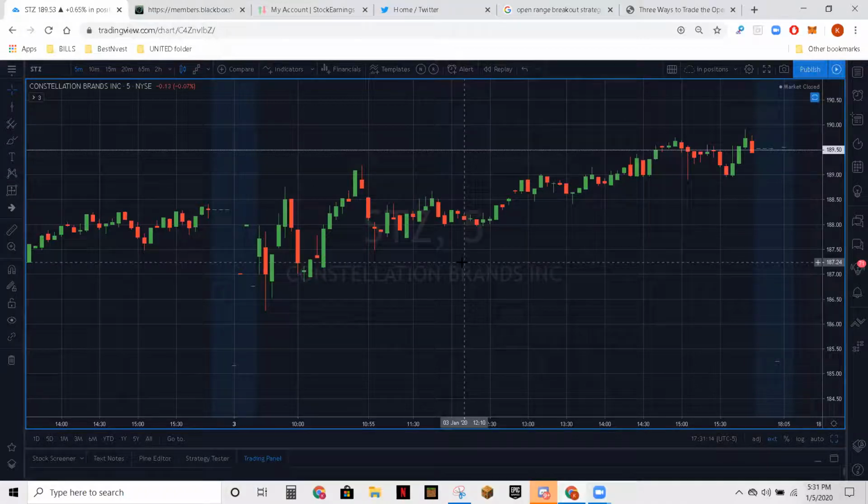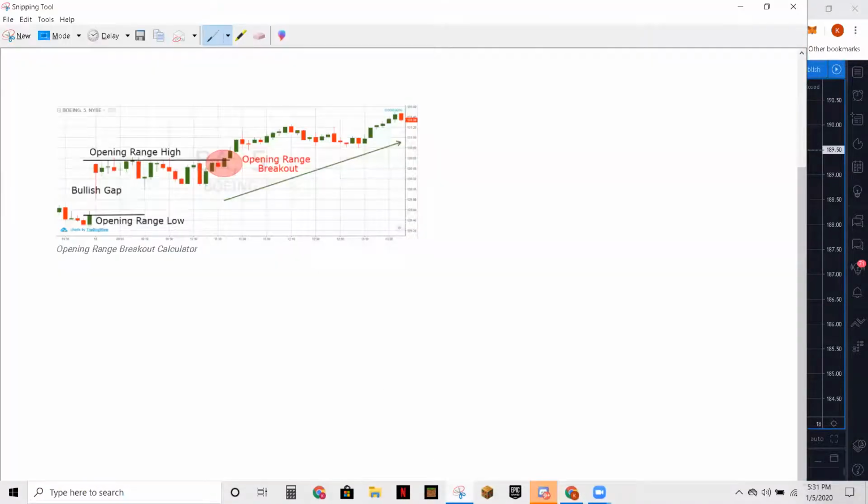Okay, so here we're going to talk about ORB, Open Range Breakout. And it's a strategy depicted here in this picture. I gave an example. As you can see, you're trying to gauge the opening high and opening low within 15 minutes of the market open, or you can even do the first 30 minutes of the market open.